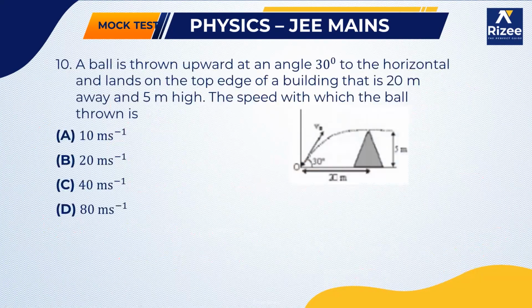Next, coming to the next question: a ball is thrown upwards at an angle of 30 degrees to the horizontal and lands on the top edge of a building that is 20 meters away and 5 meters high. He is asking for the speed with which the ball is thrown.